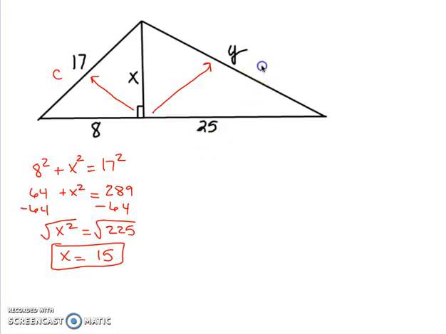So it's the C value. So I'll set up Pythagorean theorem. So we should have 15 squared, which was our x value, plus 25 squared equals y squared. So we get 225 plus 625 equals y squared.